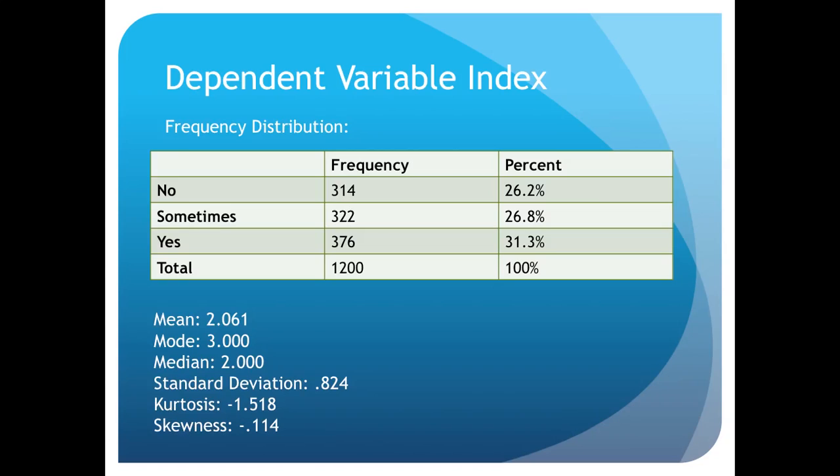The kurtosis is a measure of how much of a peak there is, and the negative kurtosis of negative 1.518 implies that it is a much flatter distribution. The skew measures the symmetry of the distribution, and in this case, a negative skew of 0.114 means that the tail is a little longer on the left side with a few values on the right side of the mean.